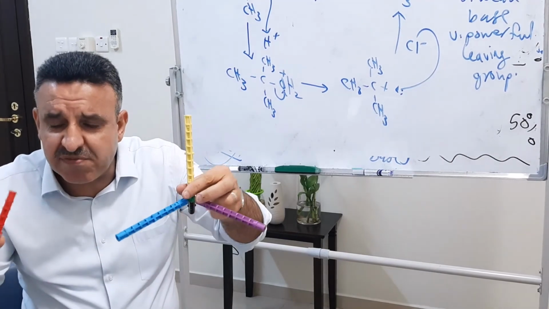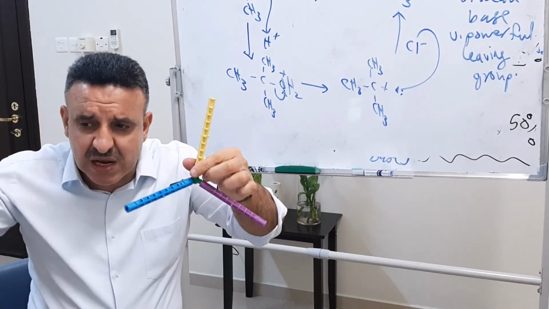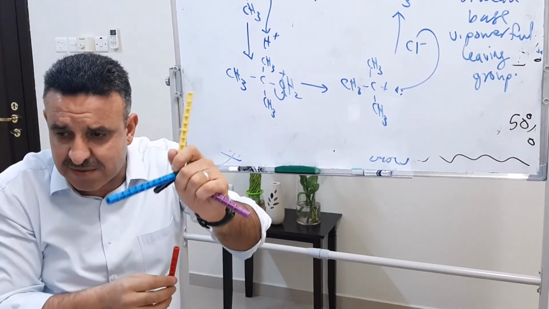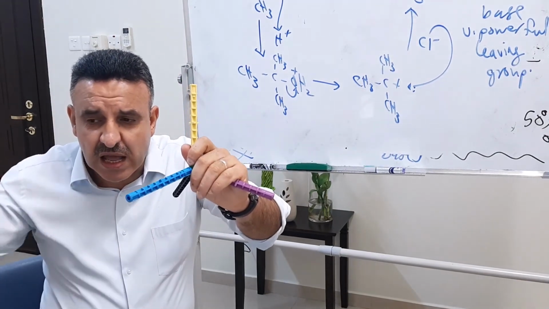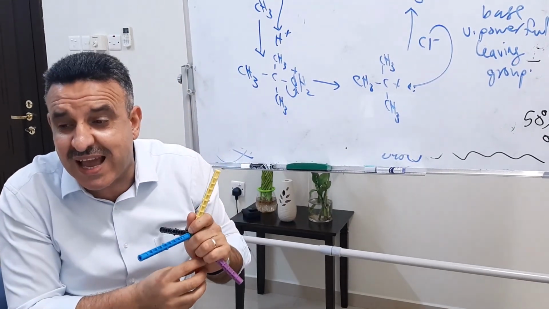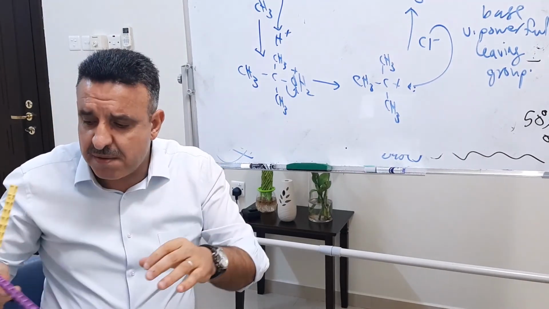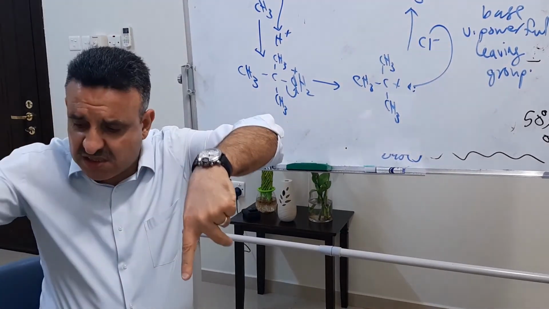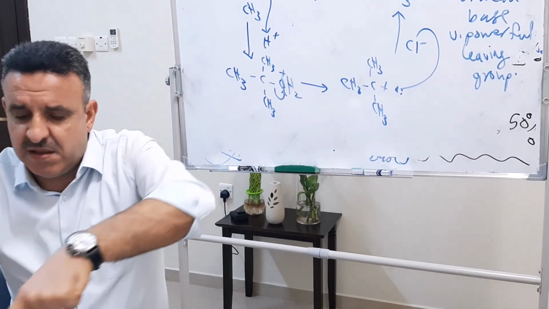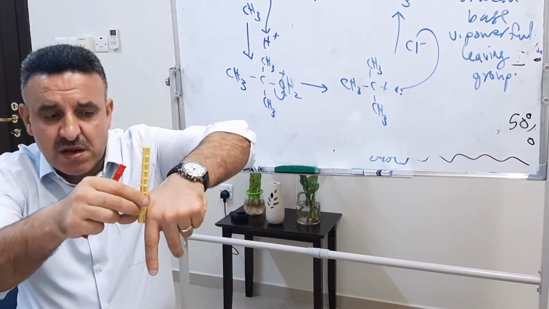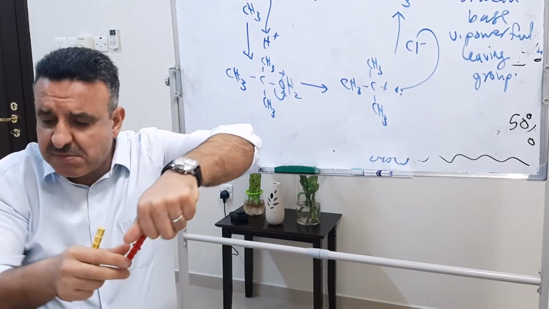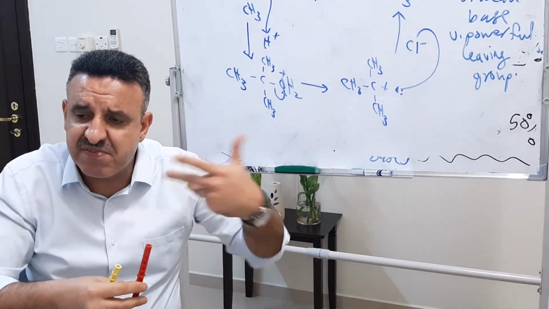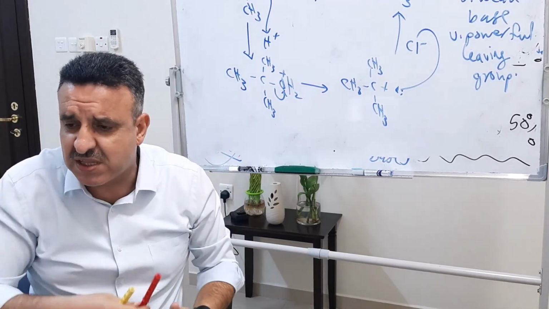Now here, first of all, two aspects. First, since this will attack from the back side, we will always get what we call inversion of configuration. For example, if this is R and this attacks from the opposite side, we are going to get S configuration. Maybe with my hand is better. Suppose this is the umbrella, this is the tetrahedral, and the yellow one here is above the plane. You follow me? Now when this comes from below, this umbrella goes up like this. So we have got inversion of configuration, or the configuration of the product has been inverted.